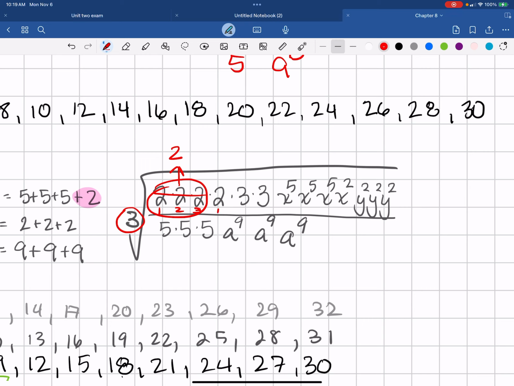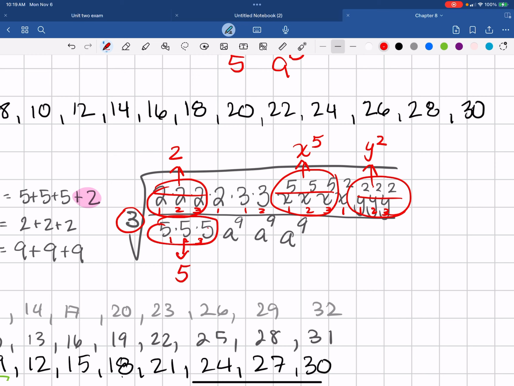1, 2, nope, 1, 2, 3 of the same thing, so I can pull that out. 1, nope, okay, then we have 1, 2, 3 of the same thing, so I can pull out one of these. And down here, I have 1, 2, 3, so I can pull out a 5. And I have 1, 2, 3, and pull out an a to the 9th. So I have my leftover over here and that little x squared. So you've got to be careful where your leftovers are.